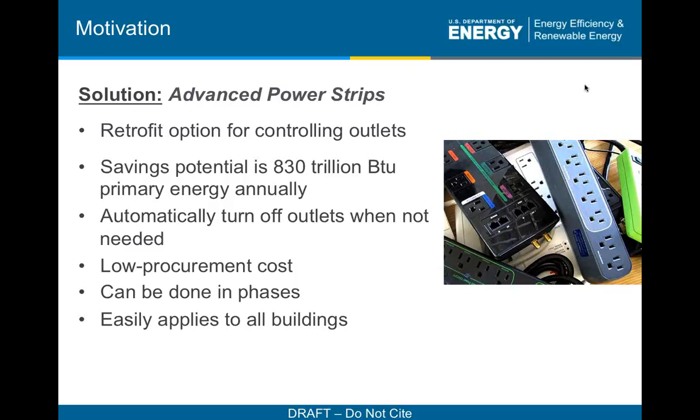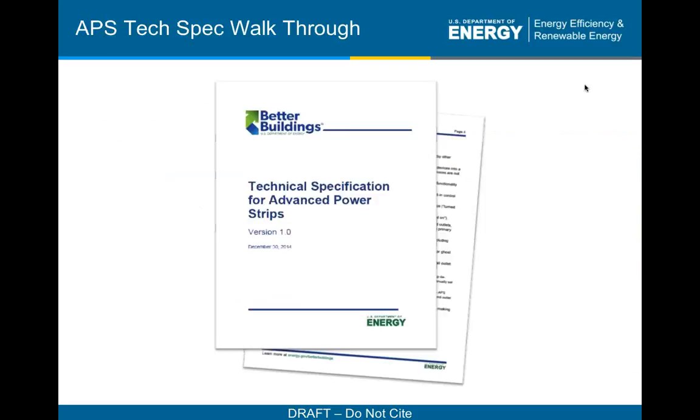So advanced power strips, as seen on the slide, they're a great retrofit option. They can be implemented at low procurement costs, which can be done in phases, and they can easily apply to all buildings. So now I'll walk through a high-level overview of the specification itself. If you would like to download it while I do this, please click on the link in the chat box.